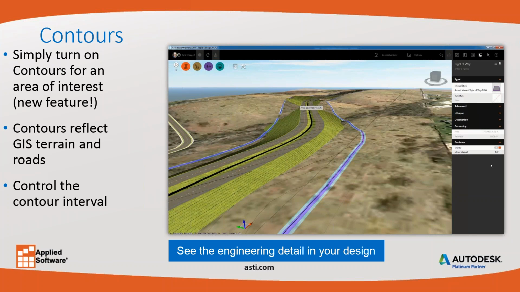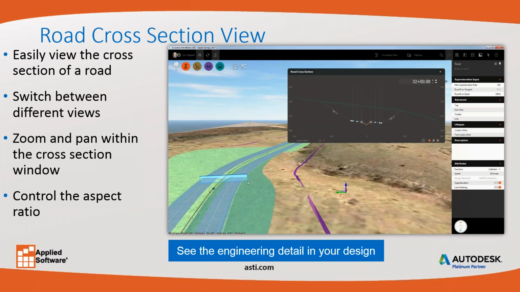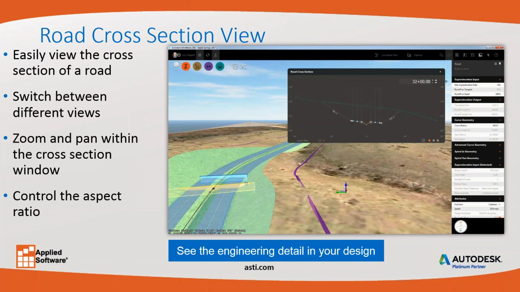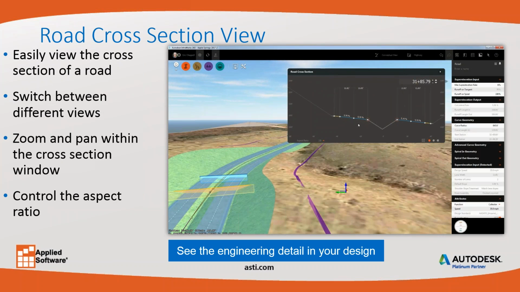And then we move on to something like cross-sectional views. We can easily view cross-sections of our road. One of the things you want to keep in mind is there's going to be design roads, and then there's going to be component roads that we take a look at. The component roads are really critical because those are the ones that allow the functionality that we'll be looking at right now and utilizing during the presentation.